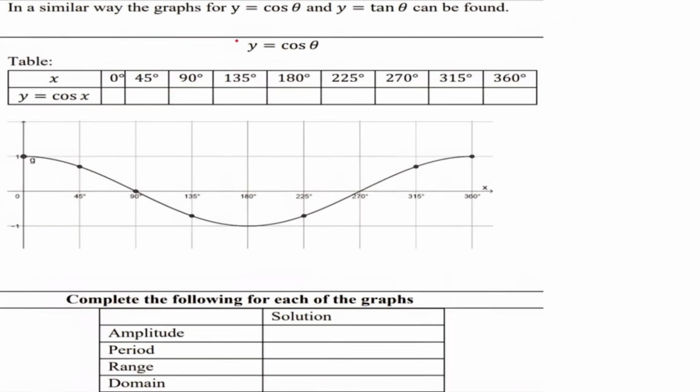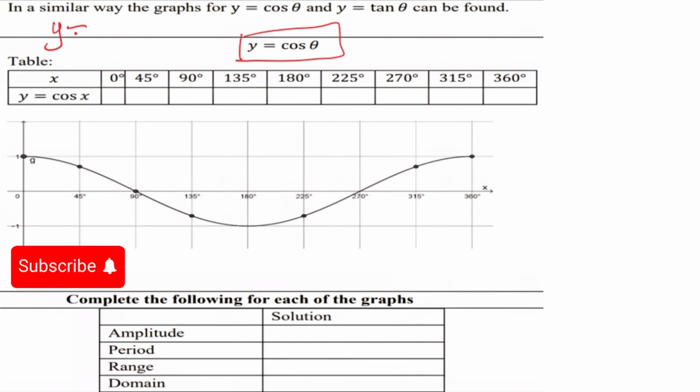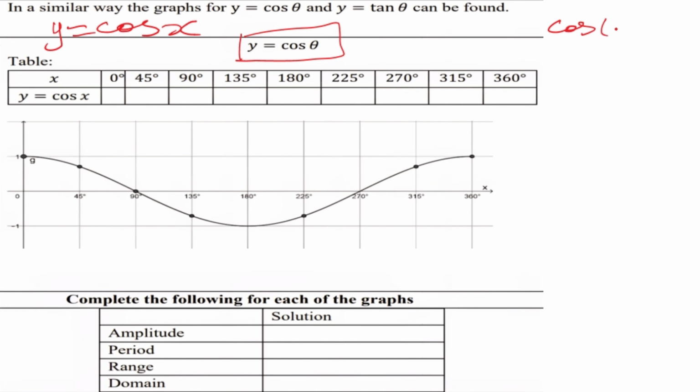All right, everyone, we are having y is equal to cos theta. So we can change theta to x. So we will have y is equal to cos x. Now we have the values of x, and then we need the values of y. So we can say cos of 0 degrees. When we press the calculator, the answer that we get will be 1. So we come here, we write 1.